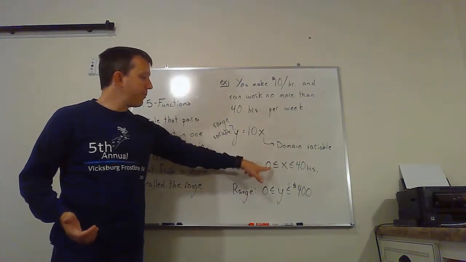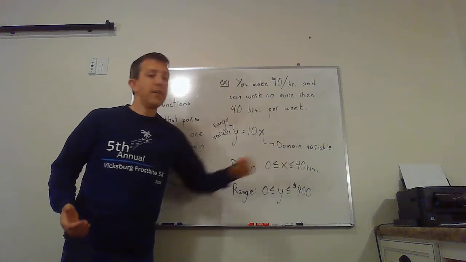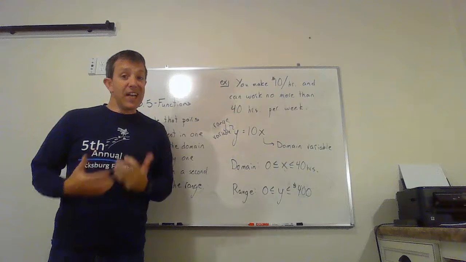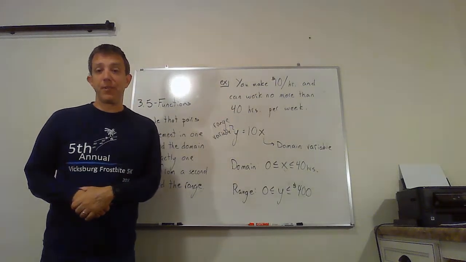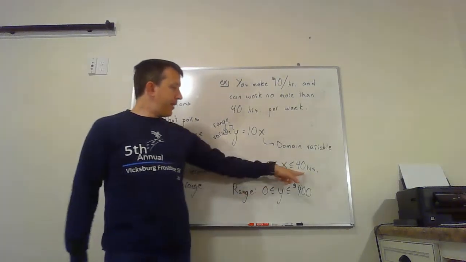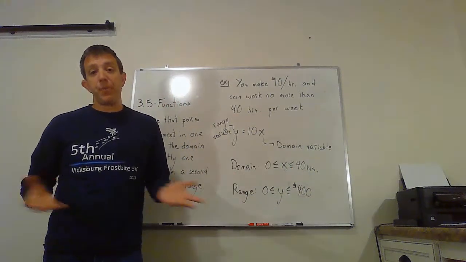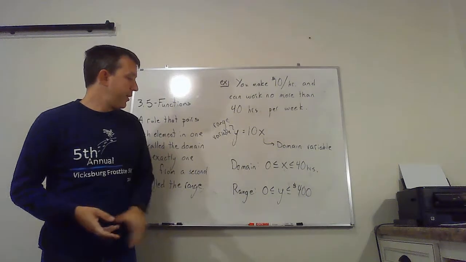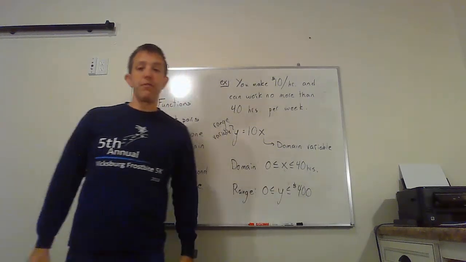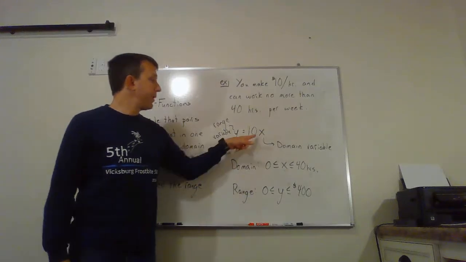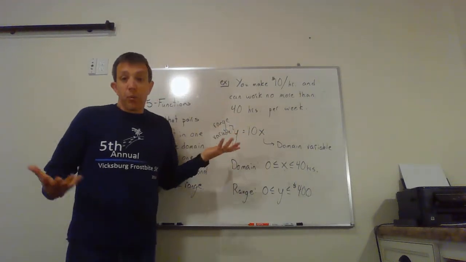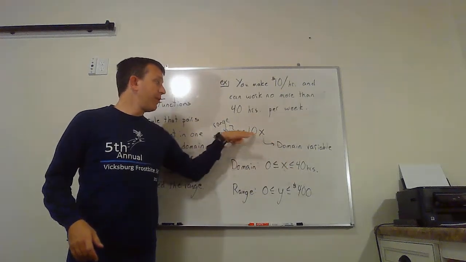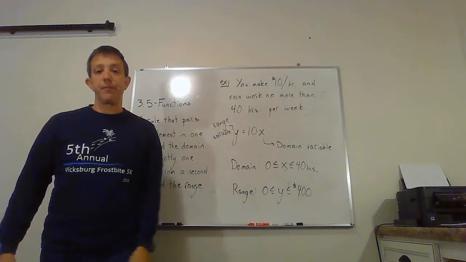So our domain here can be x is anywhere between 0 and 40 hours. Now, obviously, you can't work less than 0 hours. That just is not something that works. And in this case, because, let's face it, your boss probably doesn't want to pay you overtime, you can't work more than 40. So you're stuck between 0 and 40. Our range is from 0 to $400. Where did I get that? Well, pretty simply, I just plugged in 0, which if you don't work at all, you don't make any money. That makes sense. And if you work the maximum 40 hours, 10 times 40 gave me the $400.